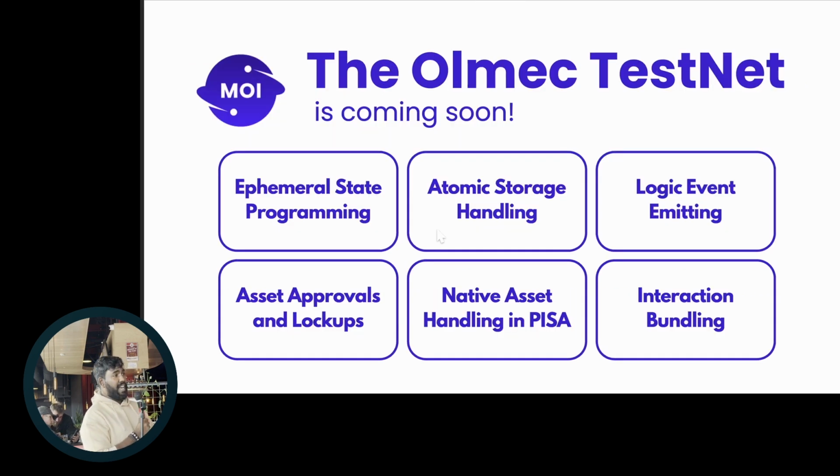And like I said, we have a testnet coming soon, probably in the next month or so, where it allows you to start working with ephemeral states, has atomic storage handling, event emitting, approvals and lockups, native asset handling inside the PSA virtual machine, and bundling interactions, right? All of these are available in the next testnet, and we are planning to have another one after Olmec, before we go mainnet by the end of the year.